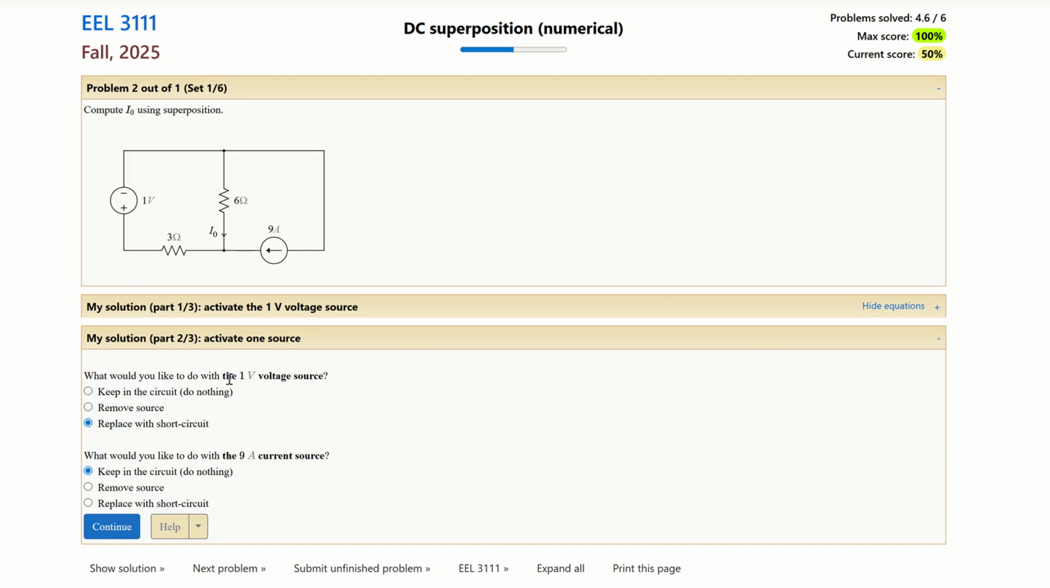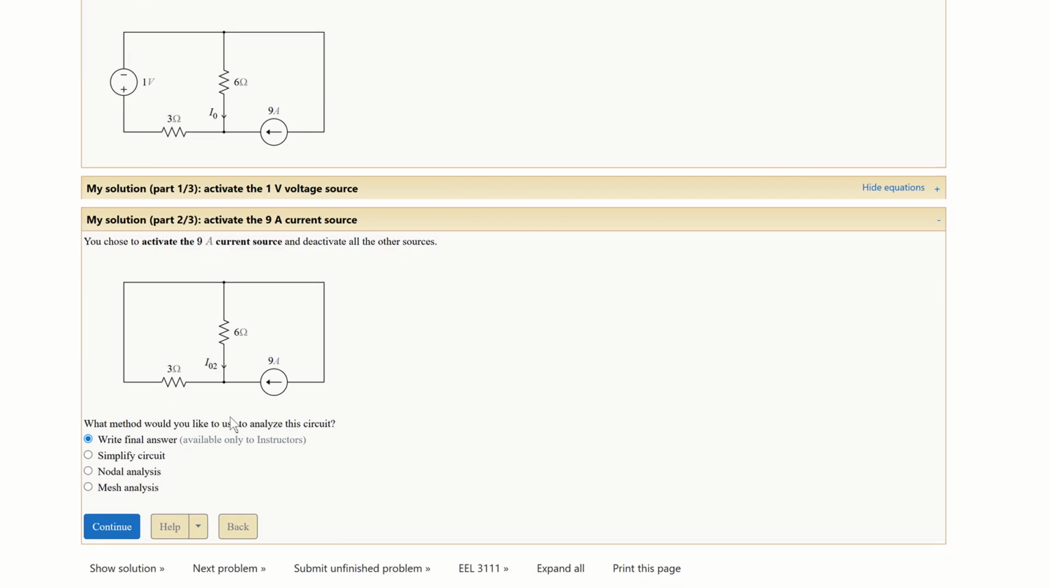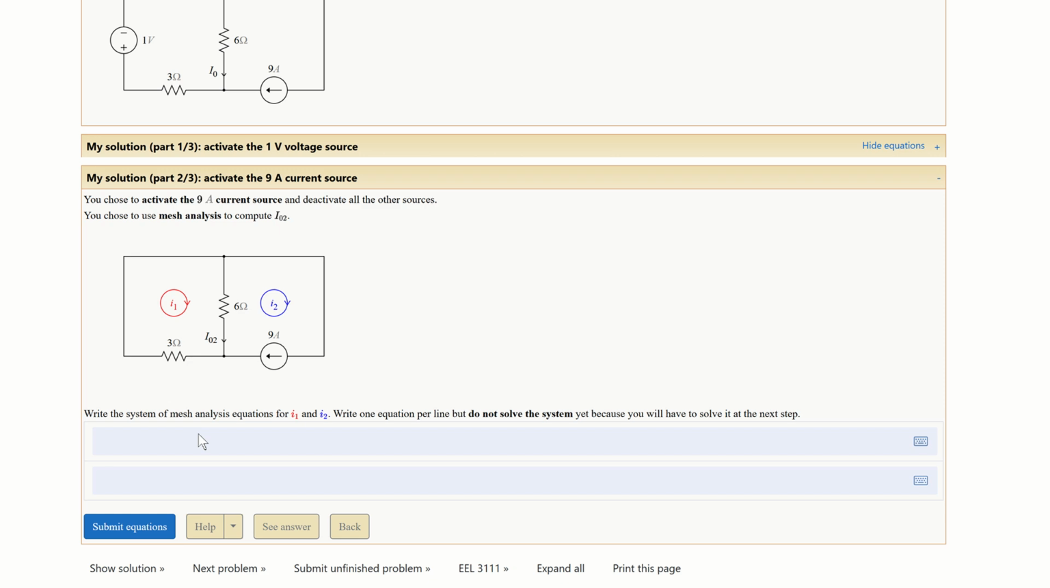So we're going to replace our voltage source here with our short circuit. And we're going to go ahead and keep our current source in that circuit. Again, we have a couple options. We could simplify, nodal, or mesh. When I see this guy, I like to do this guy. Whenever there's a current source, I like to go with mesh because that's an easier calculation for me.